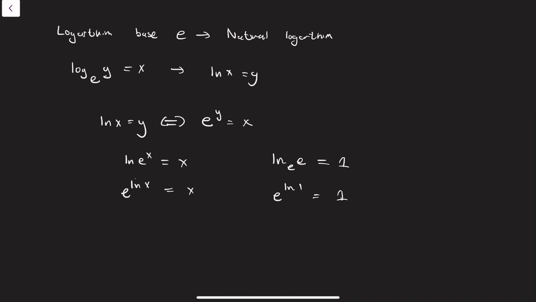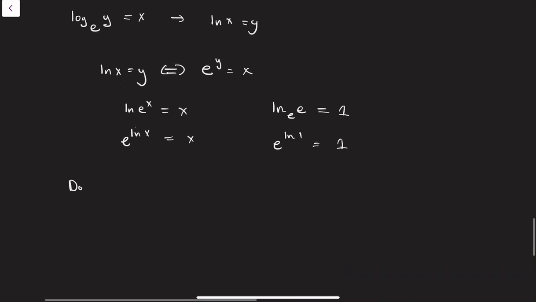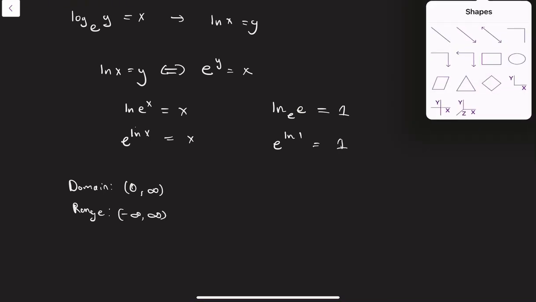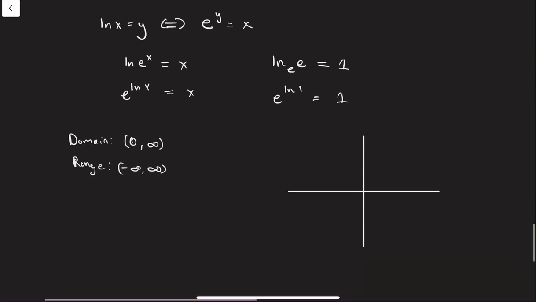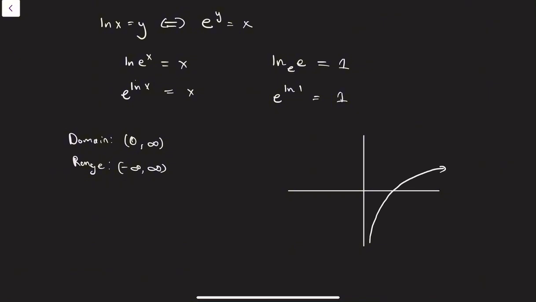So we're going to talk about the domain and range quickly, just define it again. But domain, as you'd expect, goes from 0 to infinity, and the range extends from negative infinity to infinity. And then graphically speaking, we have it looking like this. Perfect.